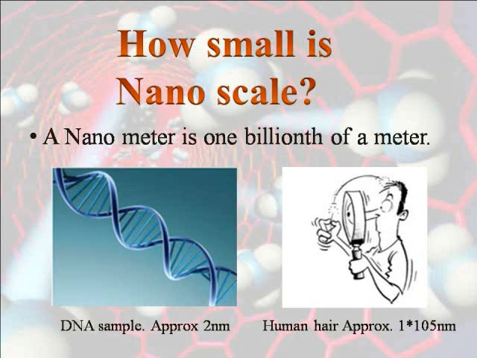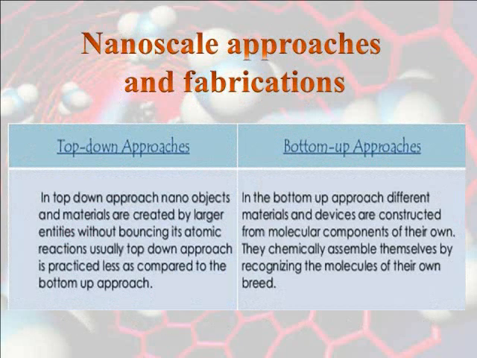The microscopes needed to see things at the nanoscale were invented relatively recently. It wasn't until 1981, with the development of the scanning tunneling microscope that could see individual atoms, that modern nanotechnology began. In the fabrication of nano objects, there are mainly two approaches: top-down approach and bottom-up approach. In the top-down approach, nano objects and materials are created from larger entities without atomic-level control.